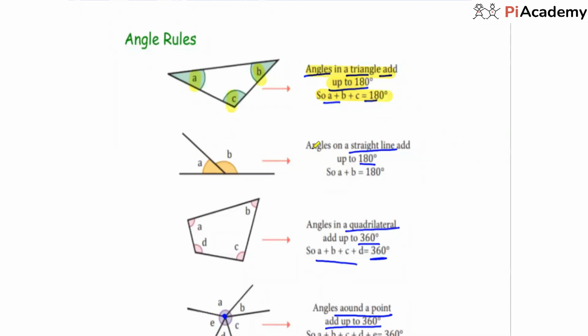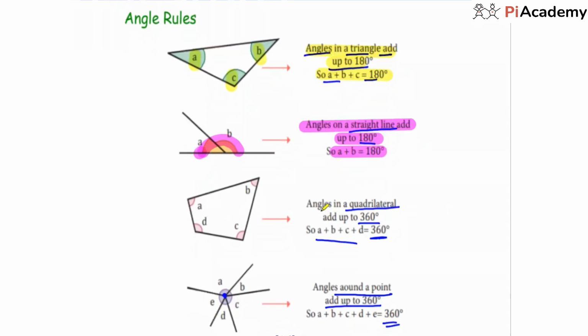Okay. And angles on a straight line add up to 180 degrees. So A plus B, basically this whole angle is 180 degrees. And then angles in a quadrilateral add up to 360 degrees. So A plus B plus C plus D all add up to 360 degrees. So here you will be asked questions like this. You'll be given angle A, angle B and angle C, and you'll be asked to find angle D. Okay, so you know that the sum of angles is 360 degrees, so you can easily do that.